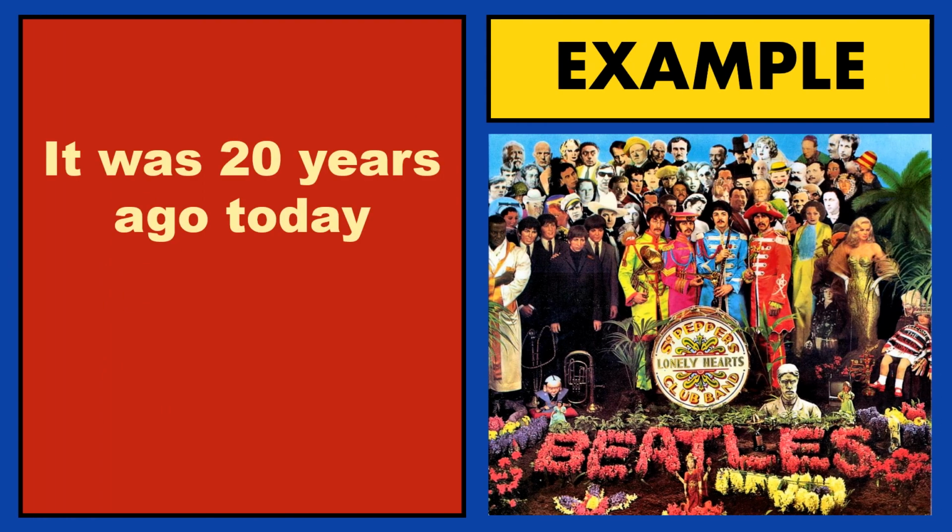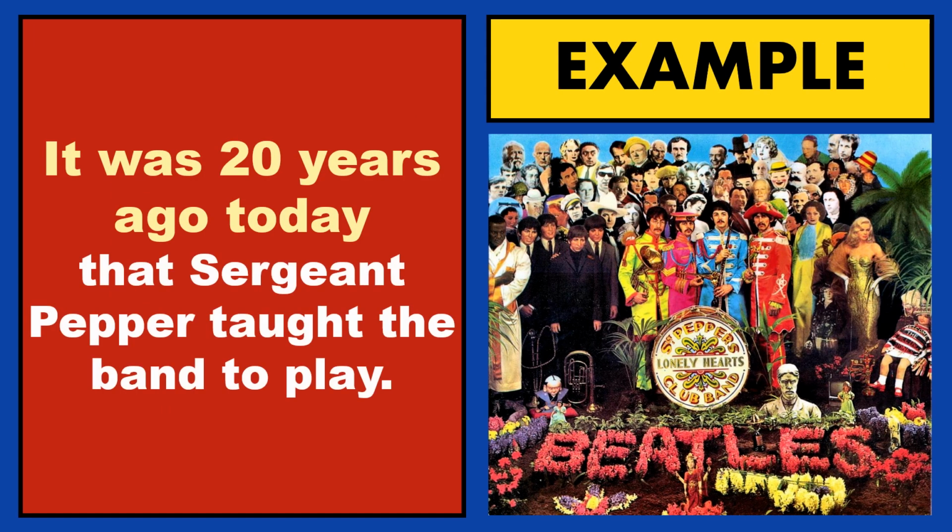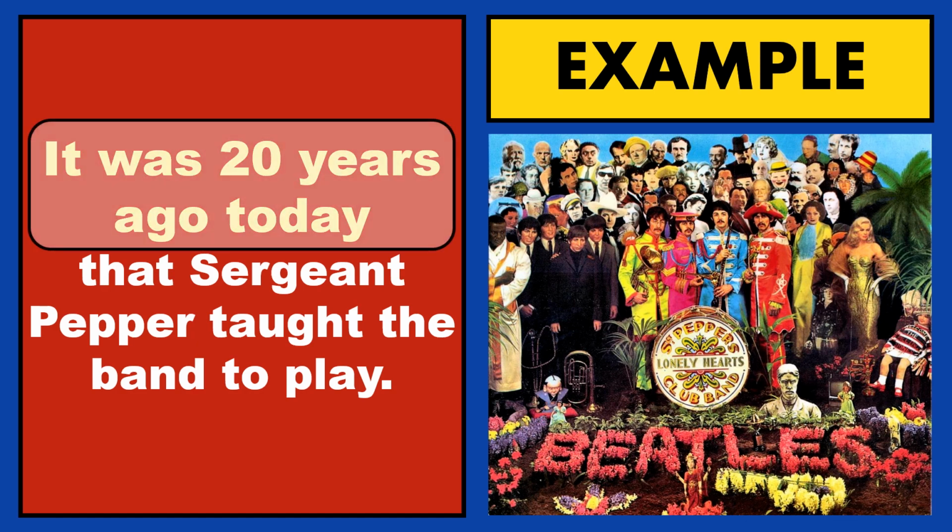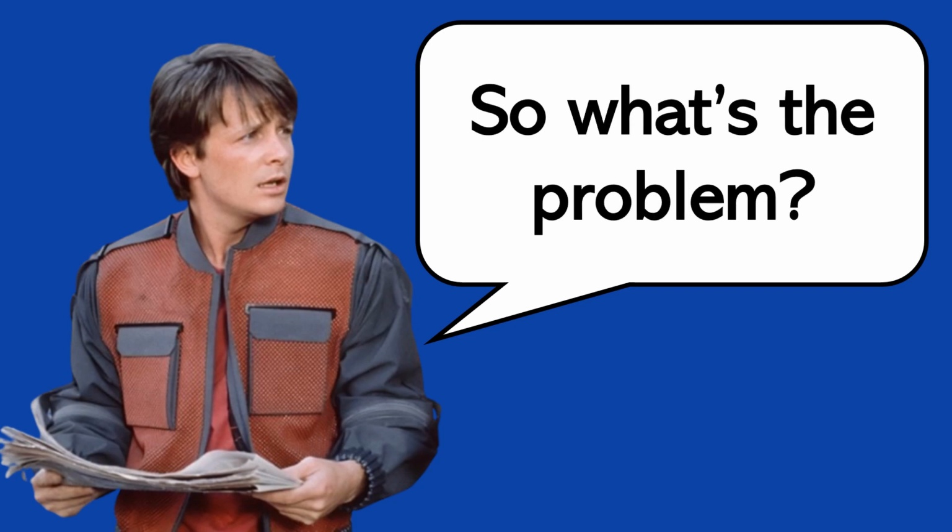"It was 20 years ago today that Sergeant Pepper taught the band to play." When we begin by saying 20 years ago today, if the reader were listening to this song in 1967, 20 years ago would have been 1947. If the reader is listening to this song in 2025, 20 years ago would be 2005. So we see the temporal anchor drags with the text because it's related to the text and doesn't specify a year. So what's the problem with this?